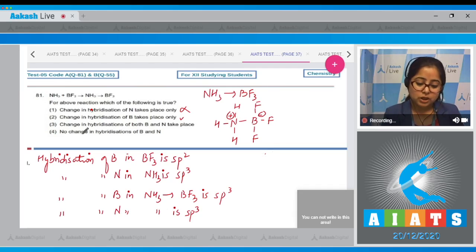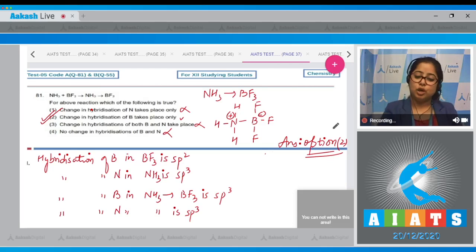Going to next. Change in hybridization of both boron and nitrogen takes place. No, again an incorrect option. No change in hybridization of boron and nitrogen takes place. So students, this is again an incorrect statement. That means the correct statement is option number 2, or we can say that the correct answer is option number 2. Moving to next question, which is question number 82.